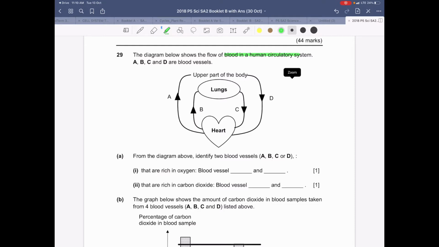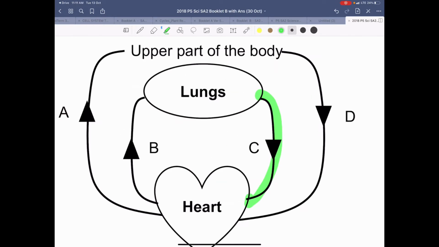Now, when you are rich in oxygen, remember, there's only two blood vessels. And sometimes if you forget in exam, you reason with yourself. The two blood vessels that are rich in oxygen will be the blood vessels coming out of your lungs over here, which is C. Why? Because right at your lungs, your lungs are carrying out gaseous exchange.